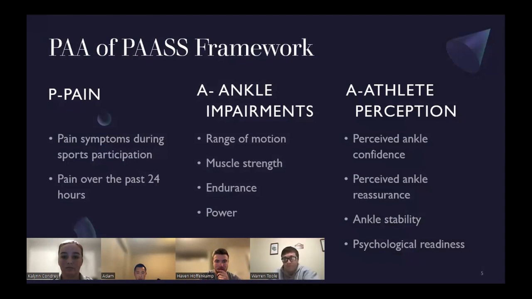The first A was, hey, exactly what you guys said. I compare body parts. We look at range of motion. We look at muscle strength. We look at endurance measures.